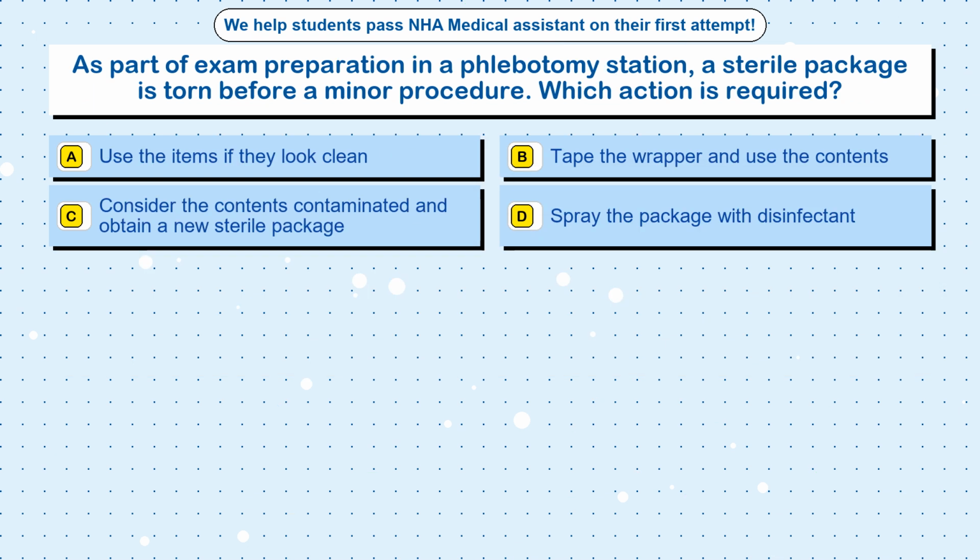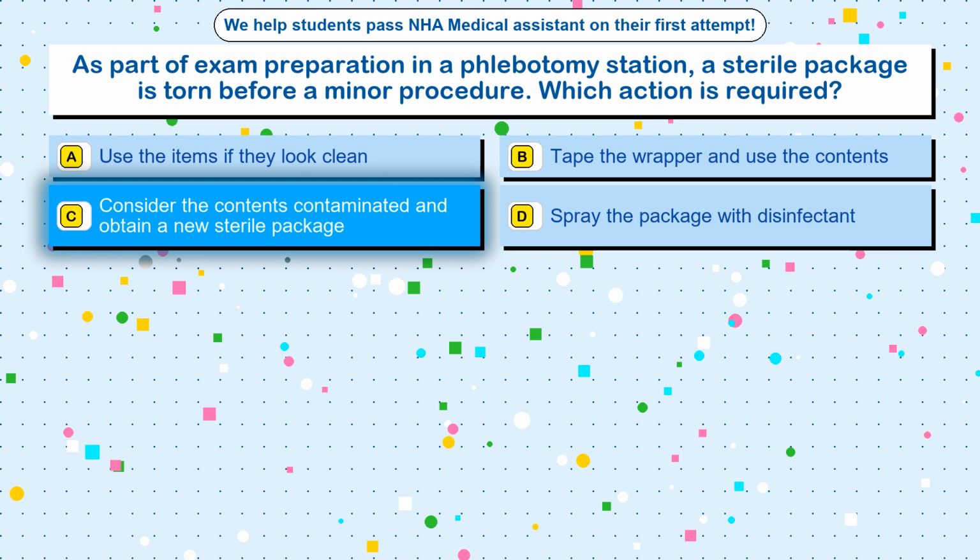Question 43. As part of exam preparation in a phlebotomy station, a sterile package is torn before a minor procedure. Which action is required? Option A. Use the items if they look clean. Option B. Tape the wrapper and use the contents. Option C. Consider the contents contaminated and obtain a new sterile package. Option D. Spray the package with disinfectant. The correct answer is option C.